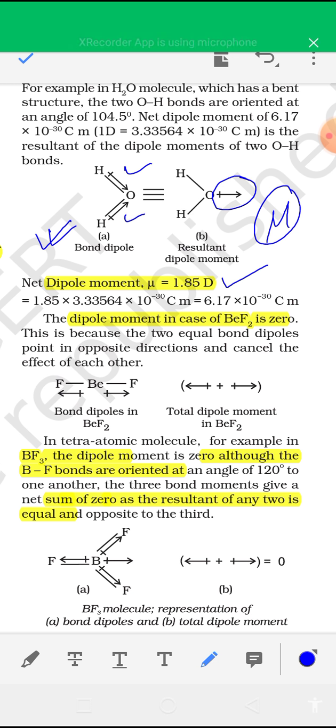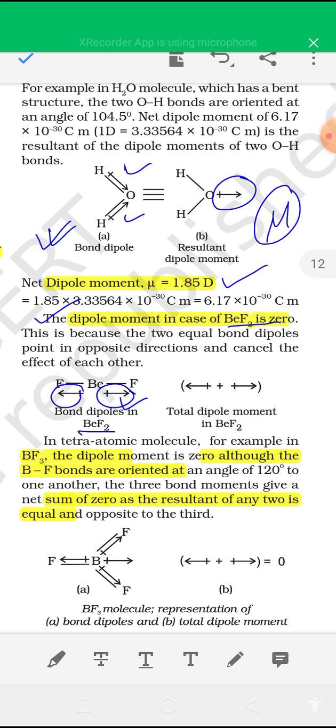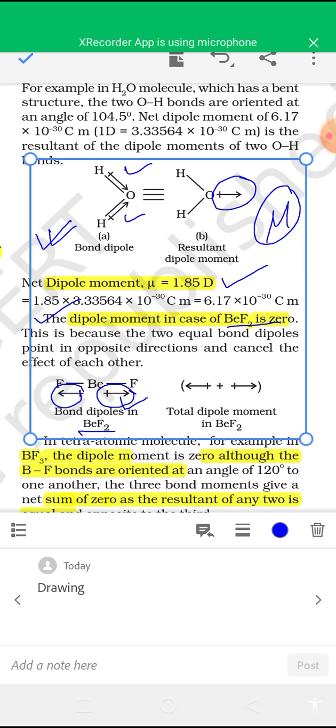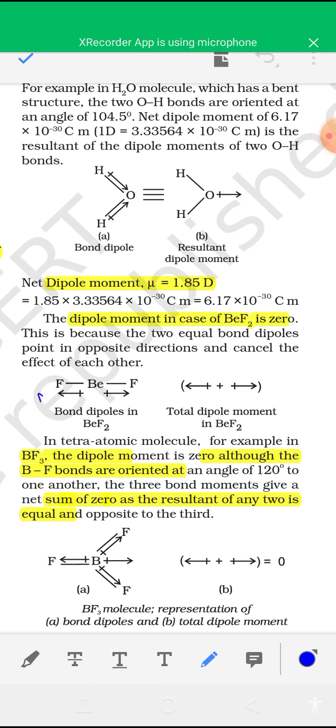Okay, similarly in BeF2, beryllium fluoride, it has zero dipole moment, because the bond moments of the two individual bonds are in opposite directions. So the bond moments of the two individual bonds cancel each other. Okay, the bond moment of one BeF bond cancels the effect of the other BeF bond. That's why the resultant bond moment or the resultant dipole moment of the molecule is zero. Okay, so BeF2 has zero dipole moment.